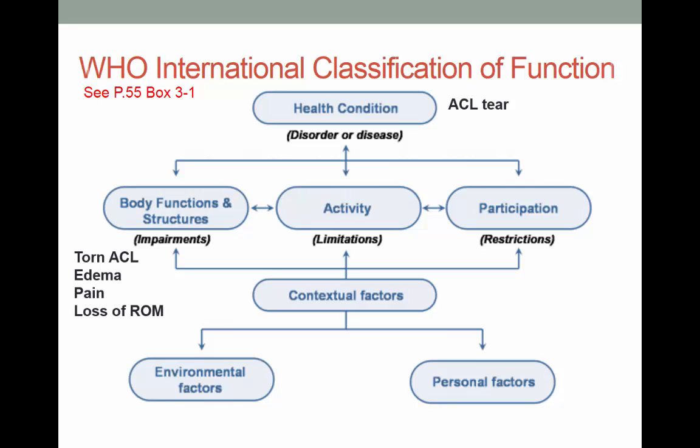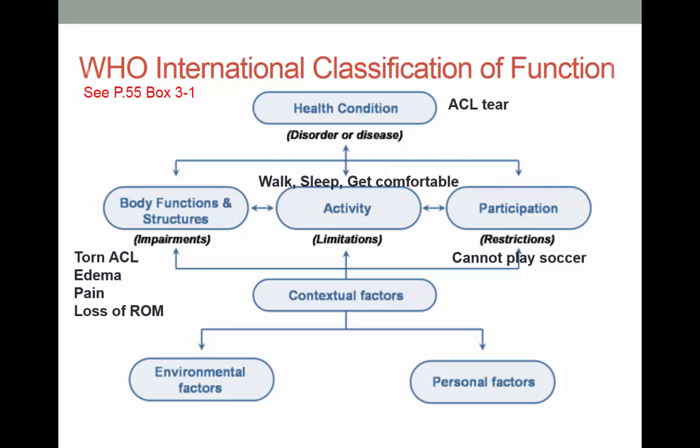We can also assess her activity level and her limitations in activity. For this patient, she was having trouble walking, sleeping, and getting comfortable. We can also assess her participation or restriction in activity. She can no longer participate in soccer. The patient's impairments, limitations, and restrictions are considered in light of contextual factors. Contextual factors are affected by the environment and personal factors.